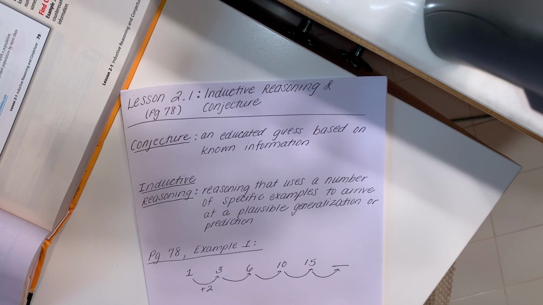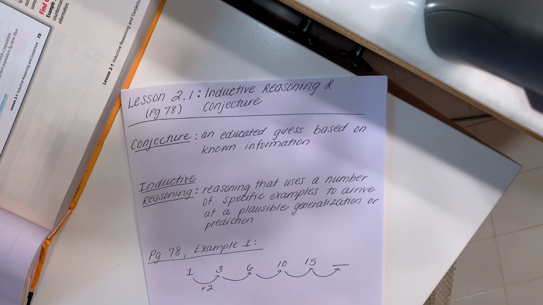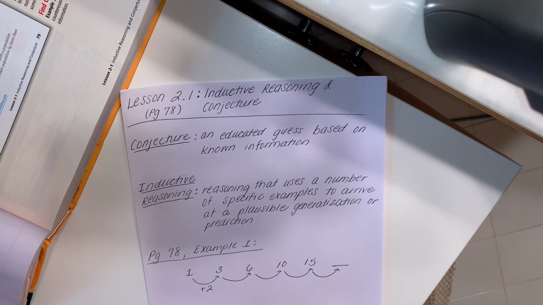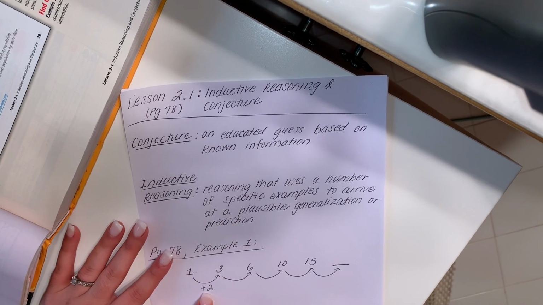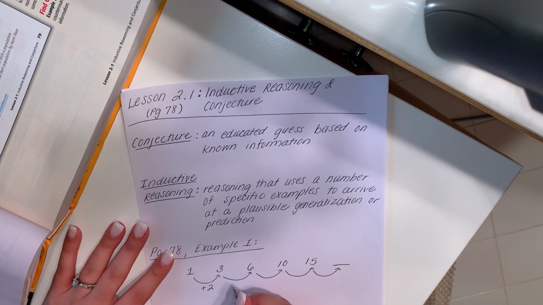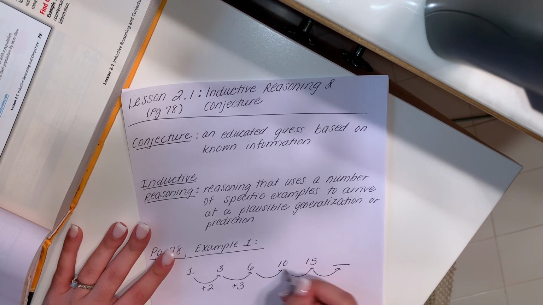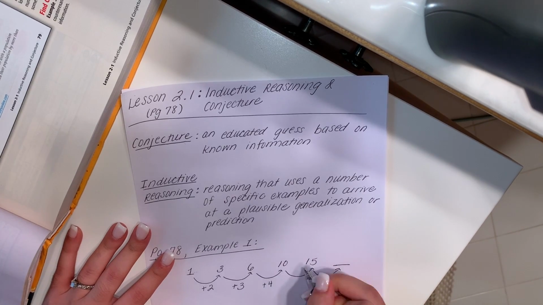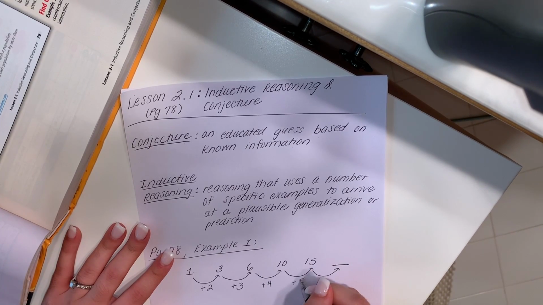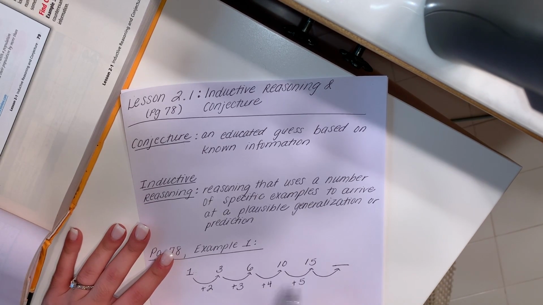If you want to write times 3, that might be another thing you're looking at. For now, try to see any pattern that you possibly can. So right now I see this goes up by 2. From 3 to 6, that goes up by 3. From 6 to 10, that goes up by 4. From 10 to 15, that goes up by 5. And hey, that's kind of a pattern within itself.